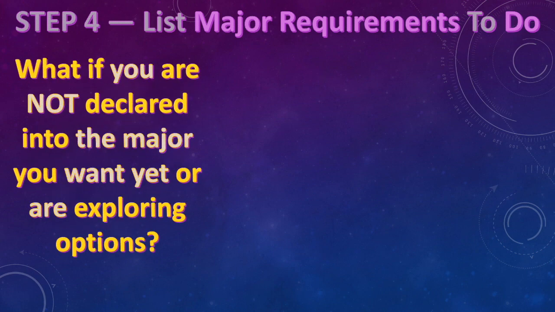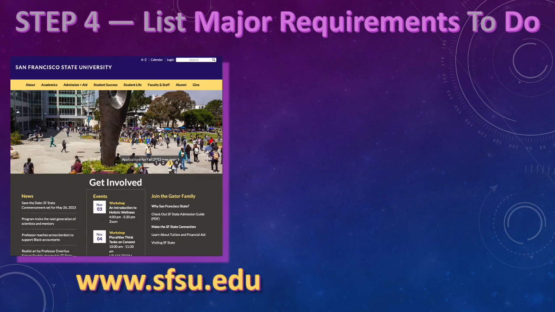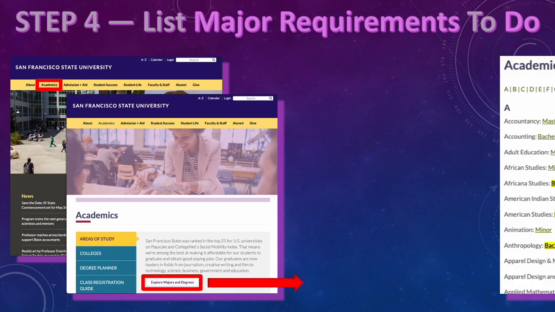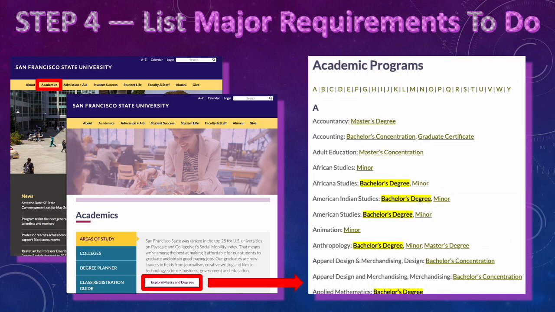What if you are not officially declared into your intended major or are still exploring? This is how to find our majors. From the SF State homepage, click Academics, then click Explore Majors and Degrees, then find your intended major from the alphabetical list, then click Degree Requirements. Pause here if you need more time.